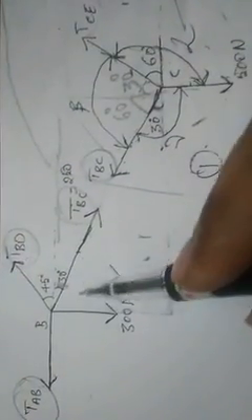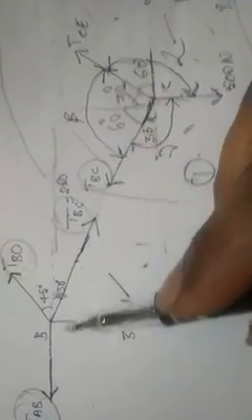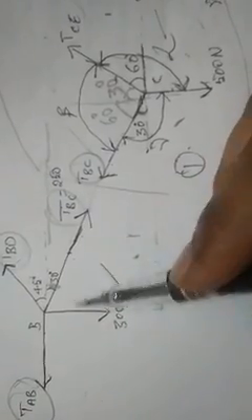Now there are only two unknowns. Whatever point you take, you should take only two unknown forces. So now take one by one. You have to apply Lami's theorem one by one. Okay, you come for TAB.